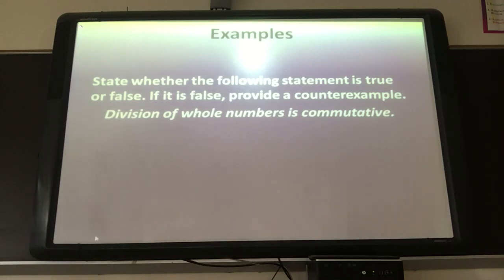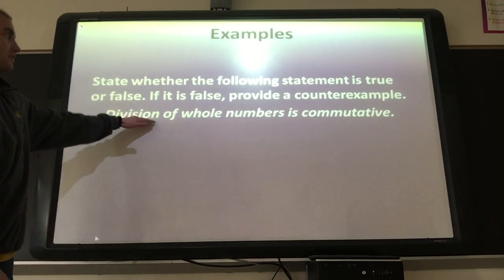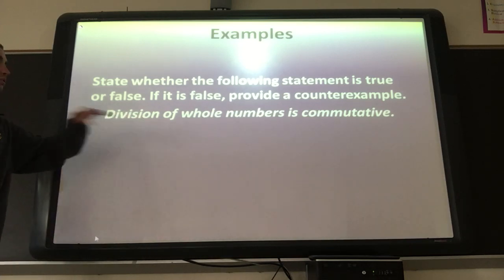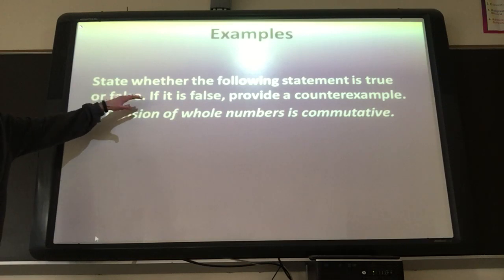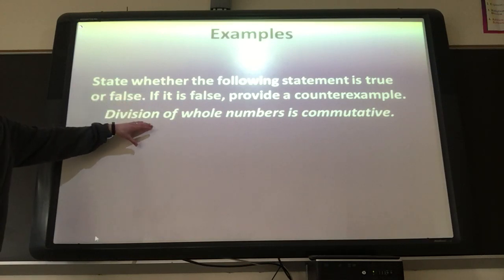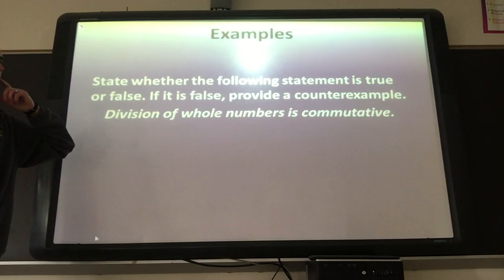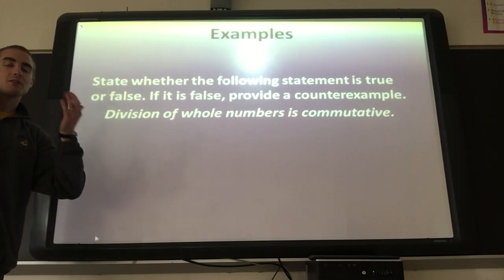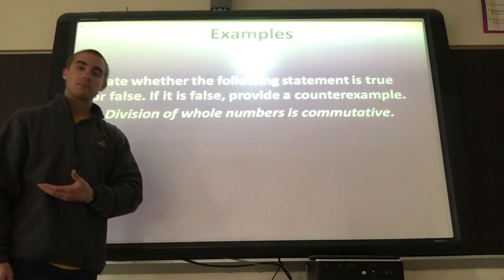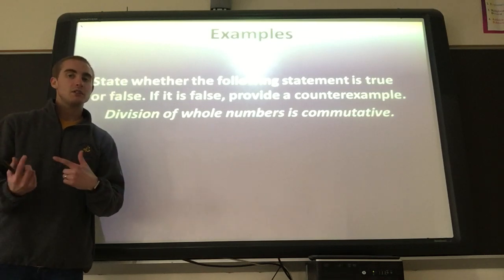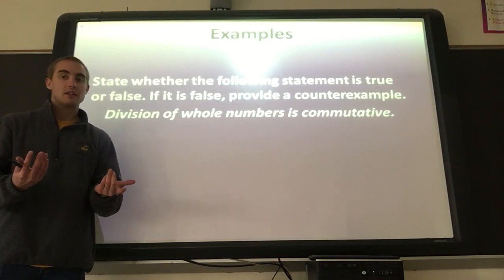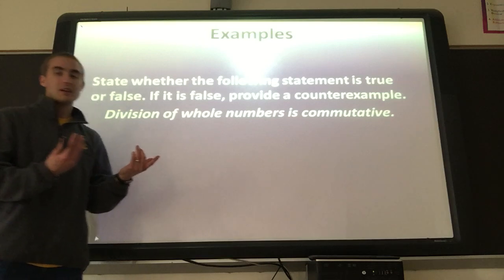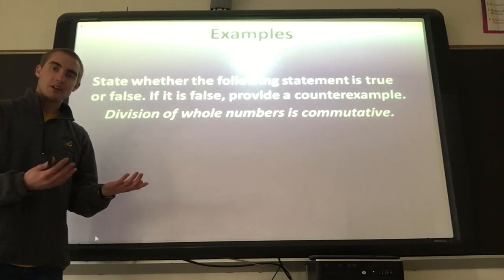So think back to the start of this, whenever we talked about in our vocab what a counterexample is. A counterexample is one example that shows that this statement is false. So we're going to basically assume that it's false because this says division of whole numbers is commutative. In other words, does the commutative property work for division? Commutative property says we can switch the order around and nothing's going to change. Well, that wasn't in our chart, so it's probably going to be false.